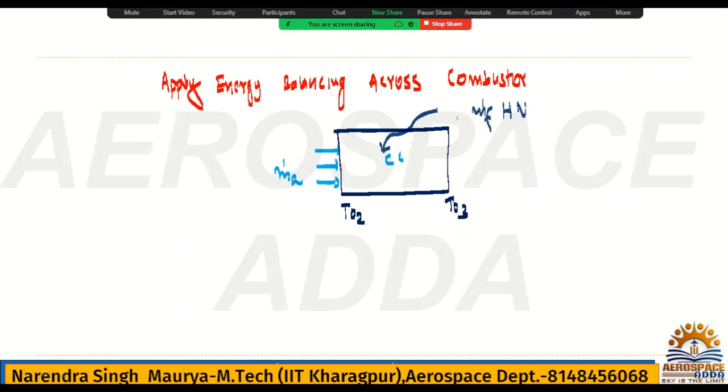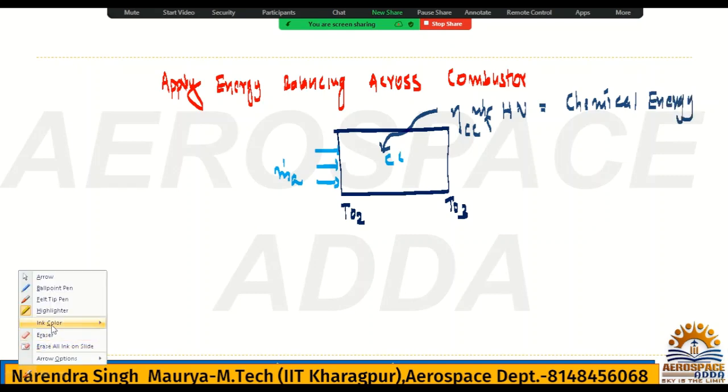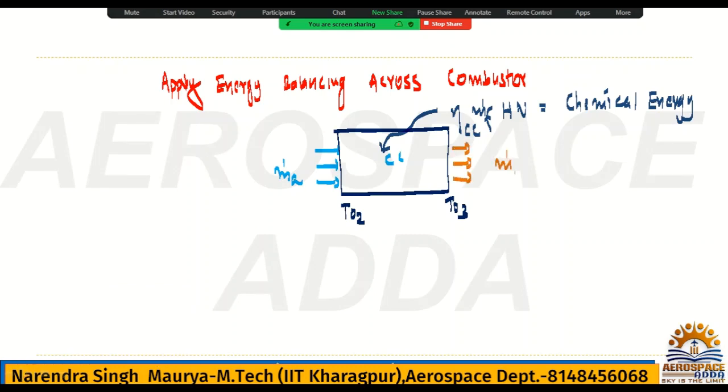So the total amount of chemical energy which is available to convert into thermal energy is nothing but eta cc, I will write eta cc, otherwise eta c means compressor efficiency also. So eta cc into m dot f into hv, this is the chemical energy available to convert into thermal energy. Now here, the output is nothing but m dot a plus m dot f. Fuel will go outside.